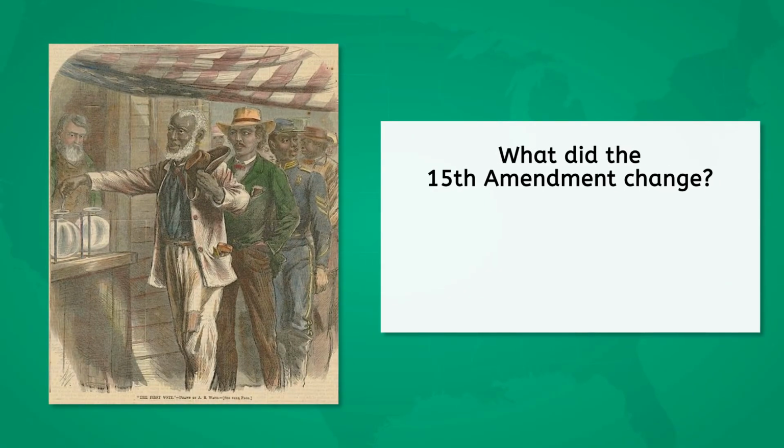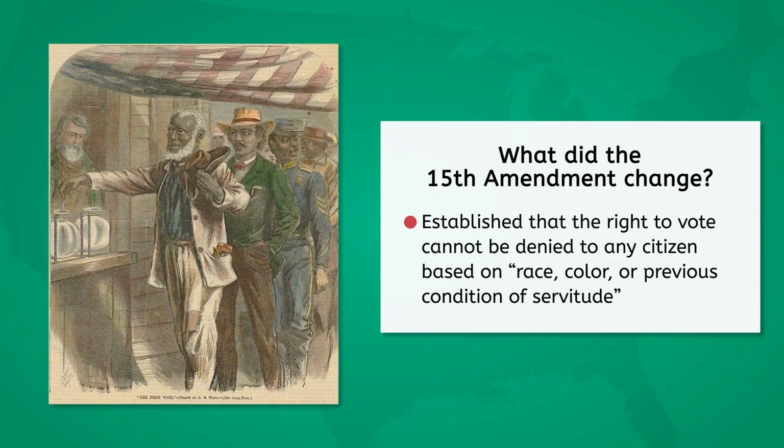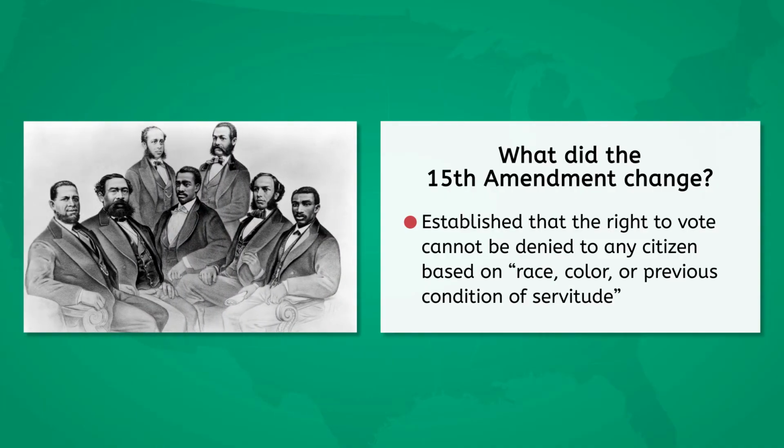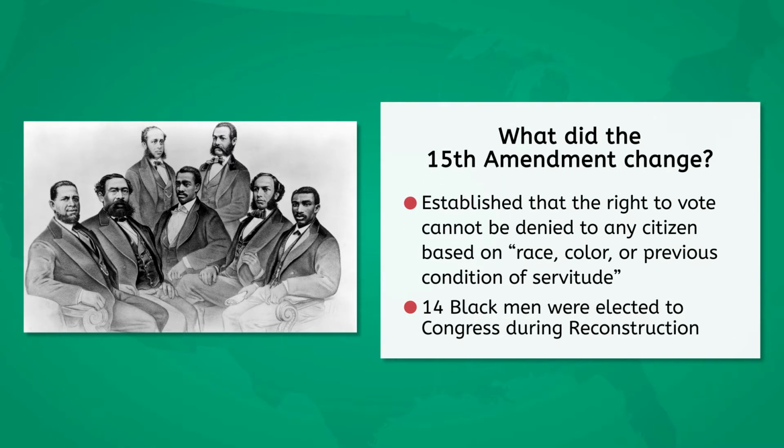What did the 15th Amendment change? It established that the right to vote cannot be denied to any citizen based on race, color, or previous condition of servitude. This resulted in the election of the first black representatives. During Reconstruction, 14 black men were elected to Congress, including 8 who had been previously enslaved. Thousands more were elected to local and state government positions.